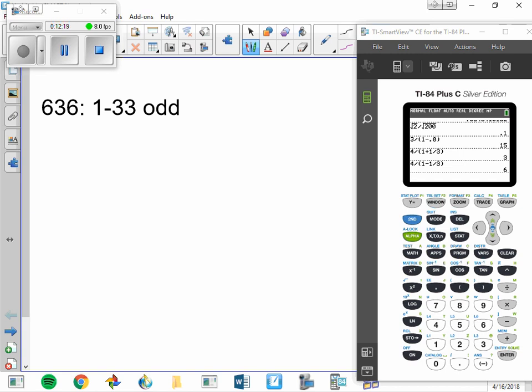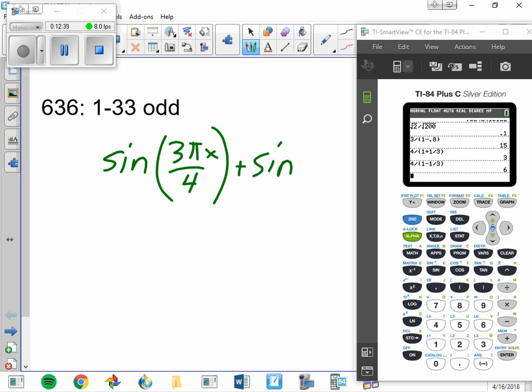So let's do 28. The sine of 3 pi x over 4 plus the sine of 5 pi x over 4. Oh, sorry, I can only do one thing at a time. So I'm old today. Okay.